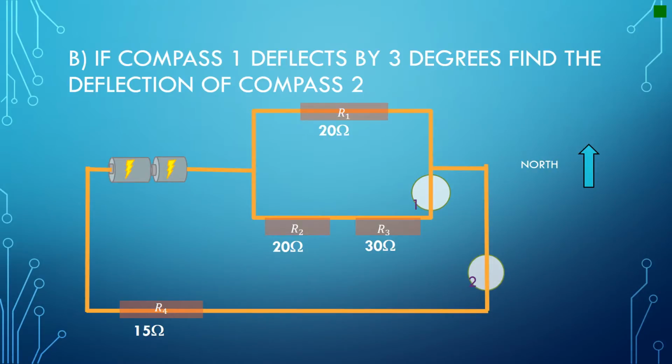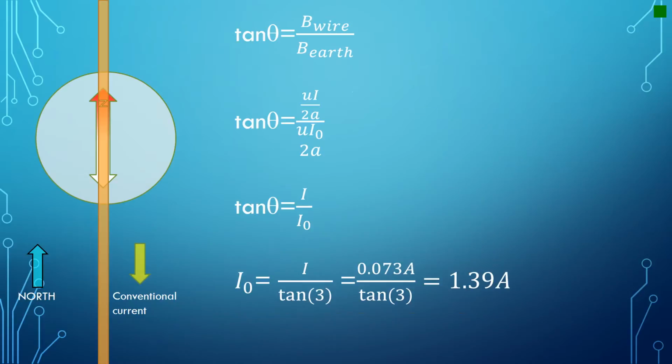For Part B, we are asked to determine the deflection of compass 2, knowing that compass 1 is deflected by 3 degrees in the northeast direction. Angle of deflection is found by using the compass equation. We know that compass 1 is deflected by 3 degrees. The angle of deflection is given by tangent theta is equal to the magnetic field applied divided by the magnetic field due to the Earth. Simplifying this equation, we get that tangent theta is equal to the current applied divided by I naught. We can rearrange this equation to get that I naught is equal to the I applied divided by tangent of theta, which is 3 degrees.